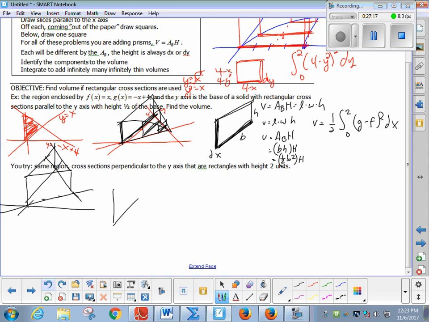If we did this by calculus and integration, how many integrals? Two. Two integrals, because we have two different right minus left situations. So the first one would be, let's say, in this lower section. What is the volume set up for this lower section?